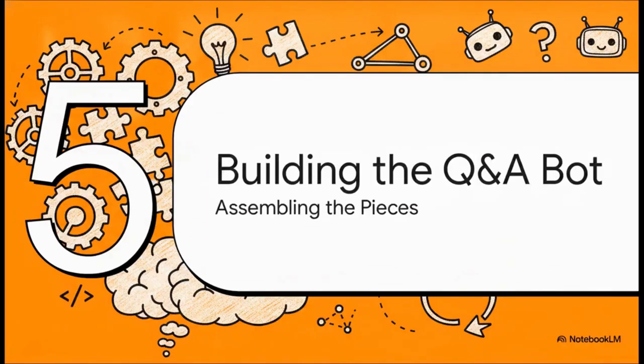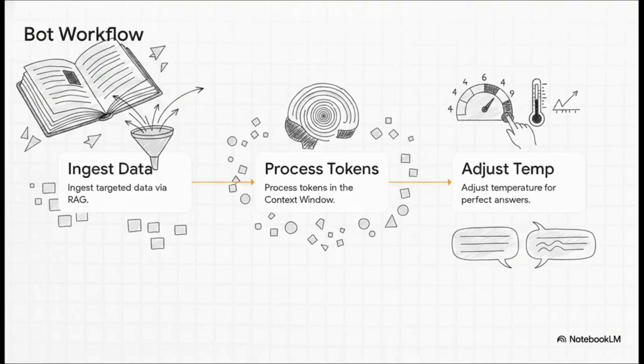All right, section 5, building the Q&A bot, assembling the pieces. It is time to assemble all this newfound vocabulary with high energy to finally complete our Day 5 project. Let's see how this builds a complete step-by-step workflow. Step 1, we ingest targeted data via RAG. Basically, we hand the AI the open book of information.